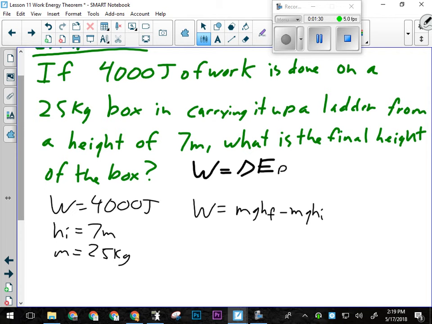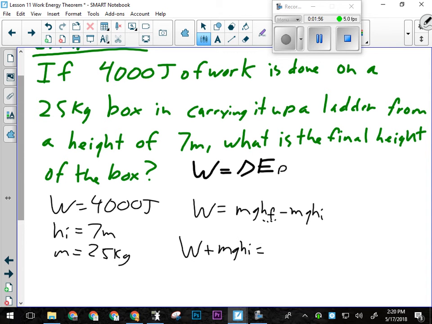So if I want to get HF by itself, which is what I'm looking for, what do I need to do with mgHI? You need to divide it. Nope, not divide it. What am I doing with mgHI right now? I need to add it to the other side. Okay, I need to add this to the other side. So I'm going to have work plus mgHI.